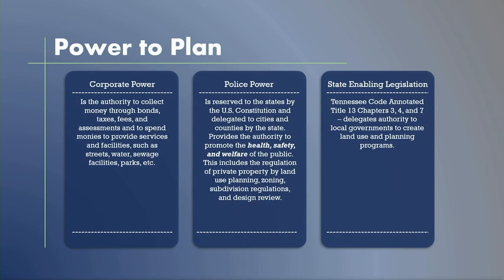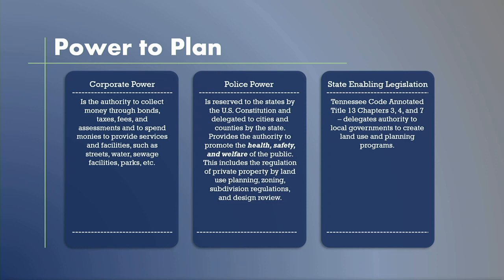There are really three powers that a community has that allow them to do planning, zoning, and review of development. First, we have corporate power, the ability to levy taxes, fees, and things of that nature, and put those towards facilities, utilities, and different aspects of the community. Probably the primary way that we are able to plan, and what we'll look at specifically, is your police power. This is a power that's reserved to the states by the U.S. Constitution, and the states then provide that to cities and counties so they can regulate through zoning and in other capacities as well.